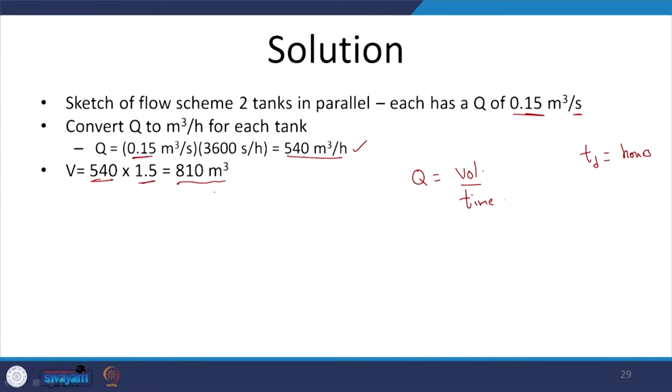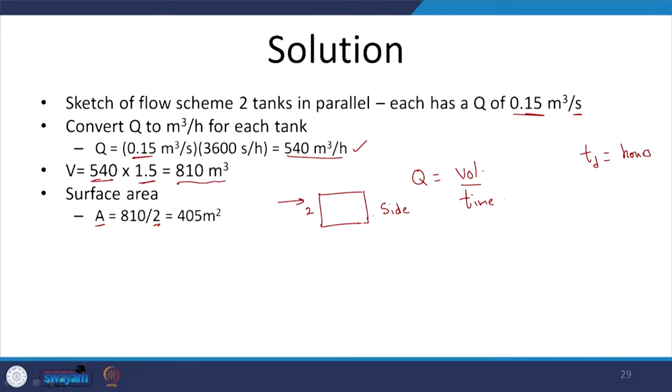So, I have the volume and now the depth is given. Depth was given to be 2 meters, and the flow is going in this direction. This is the side view, but I need the surface area from the top. If I look at the top view, L into W is what I want. That turns out to be 405 meters square.